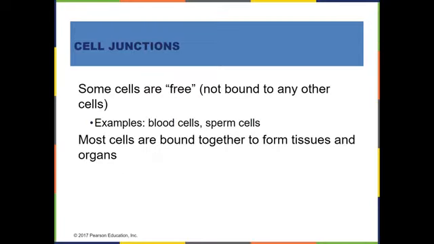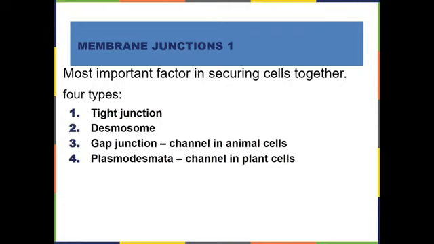As we move into cell junctions, keep in mind that not all cells are bound to other cells. Some cells are free. They're able to move around like blood cells and sperm cells, but a lot are bound together, especially cells of the same type with a similar function, to form tissues. And when tissues come together, if we have multiple, we can get an organ. Most organs consist of at least 2 types of tissue, but many consist of all 4 types: epithelial, nervous, muscle, and connective. So here are the types of cell junctions we're going to look at: a tight junction, a desmosome, a gap junction, and a plasmodesmata.